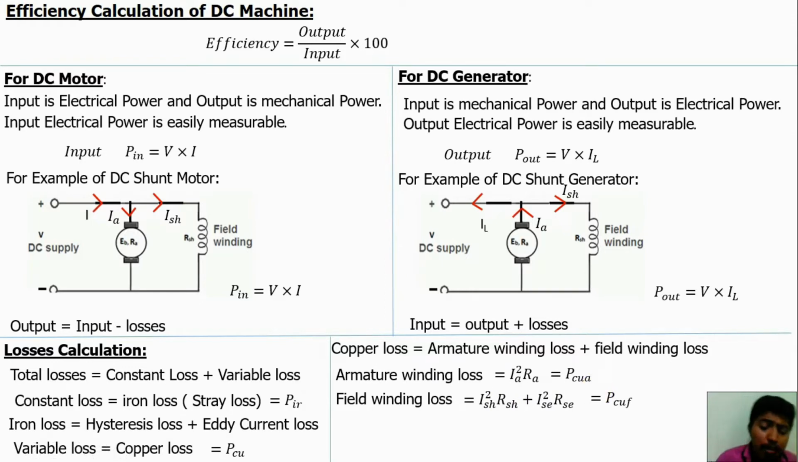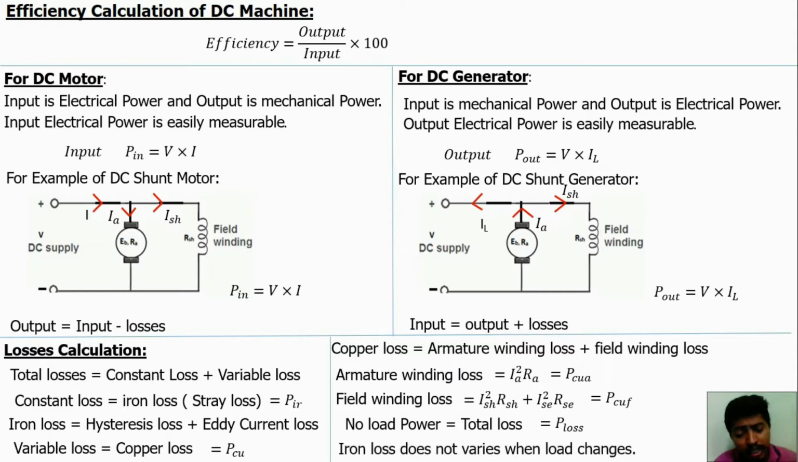So total copper loss PCU is equal to PCUA plus PCUF. Then the no load power. The other important point is the total loss is equal to no load power. Under no load condition, it takes some power. That power is the total loss. That value is equal to total loss. This represents as P loss. Note that the iron loss does not vary with load changes. This is the concepts. Now we will discuss the problems.